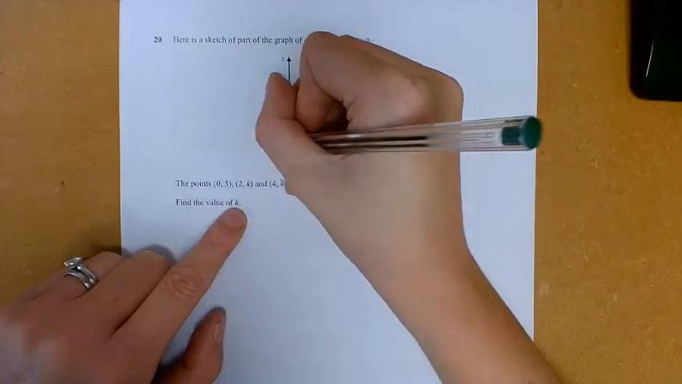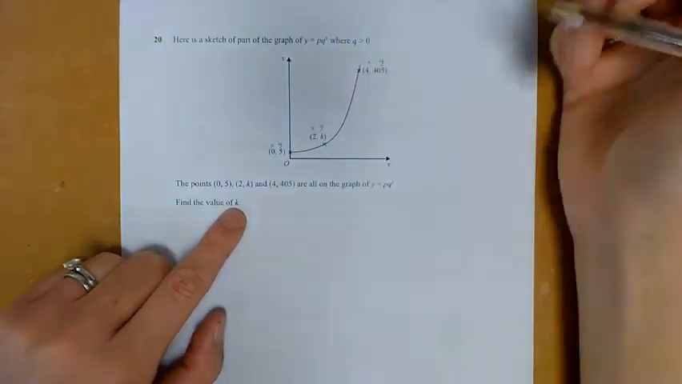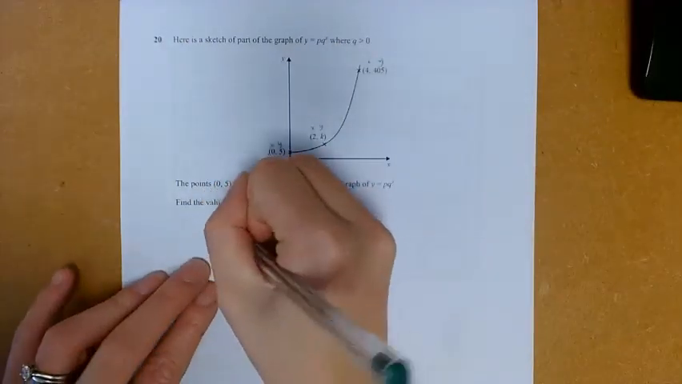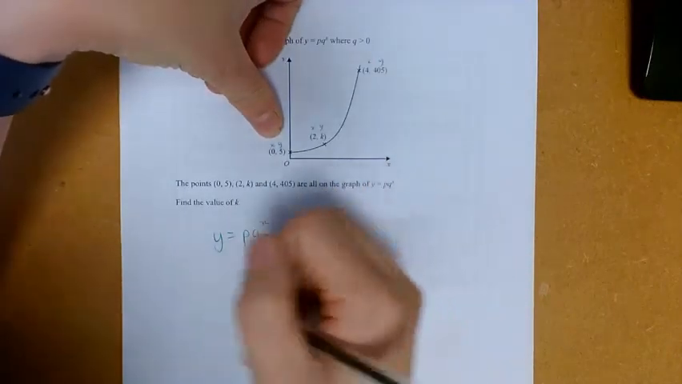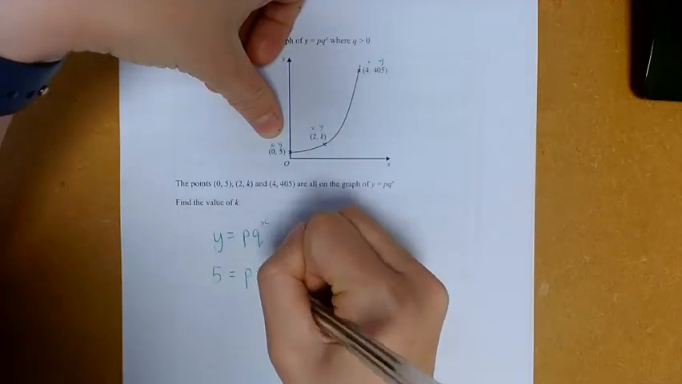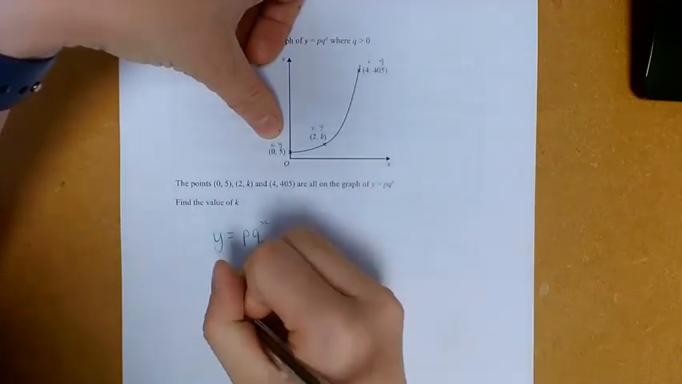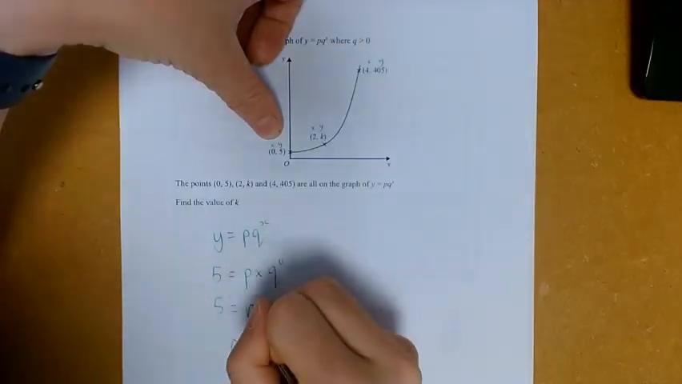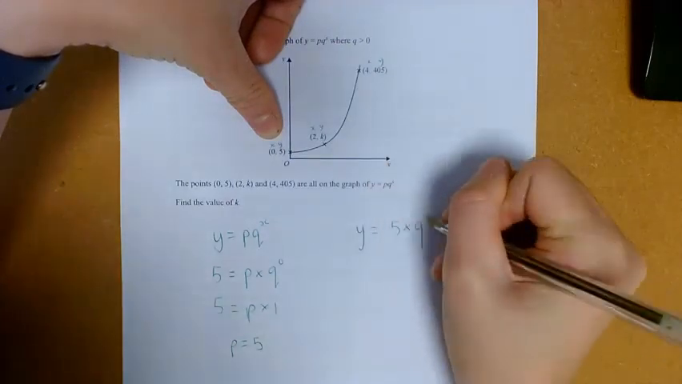Now, with each of these coordinates, we have an x and a y. So we can use that to help us, and we can substitute that into the equation. So y equals pq to the power of x. Let's use this point first. So 5 equals p times q to the power of 0. And we know that anything to the power of 0 is 1. So 5 equals p times 1. So p must be 5.